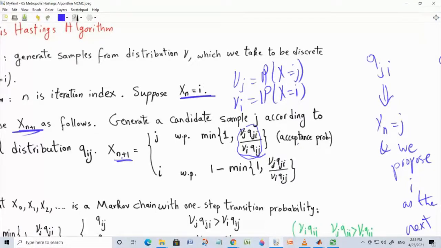So it is wise, because by definition probabilities cannot exceed 1, to compute this quantity: if it is less than or equal to 1, then it's okay. But if it's greater than 1, then we make the acceptance probability exactly equal to 1. Now, with a probability equal to 1 minus this acceptance probability, we reject the proposal, we reject j, and x of n plus 1 will remain i, like x of n.